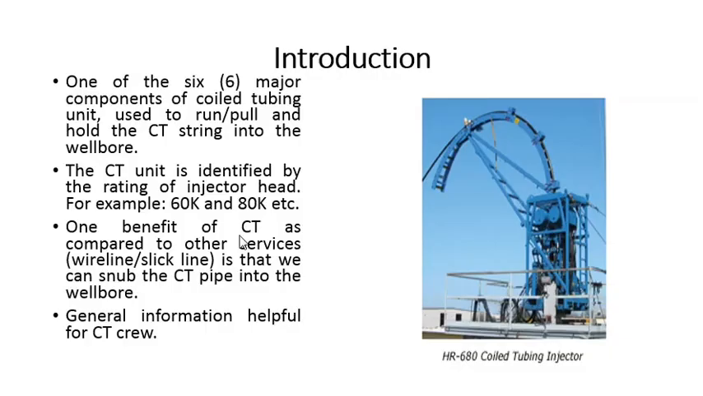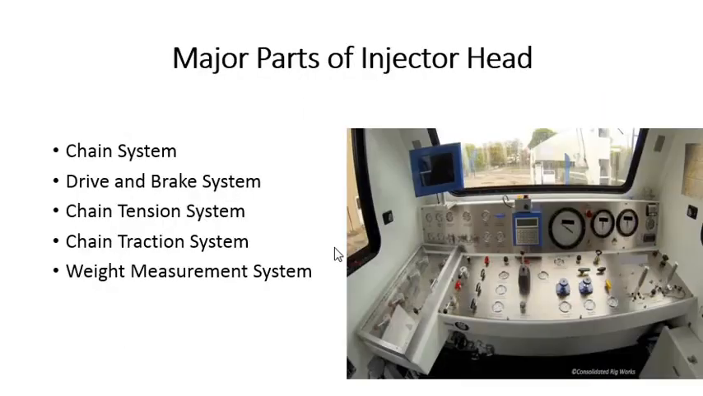So to perform its function efficiently, injector head is equipped with different systems. That is, to perform its function, injector have some different components and different systems so that it could perform its function. And the major system installed in the injector head include chain system, drive and brake system, chain tension system, chain traction system, weight measurement system. We will discuss all these systems in detail in the upcoming slides.